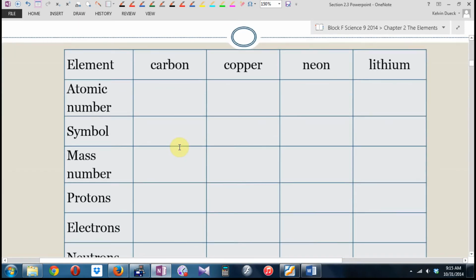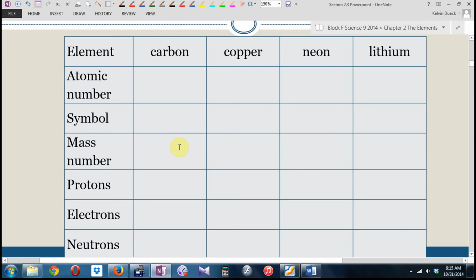So you ready? We're going to fill in this chart together. We're going to do the first 2 columns. Then I'm going to hit pause and let you try filling in the second 2 columns on your own. So you ready? The first element they gave me, carbon.